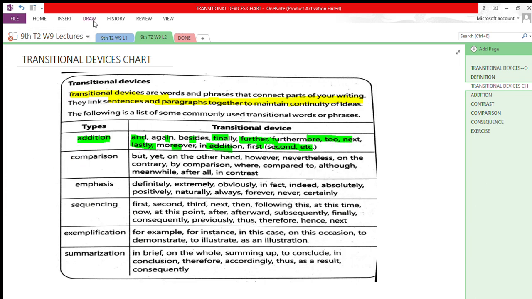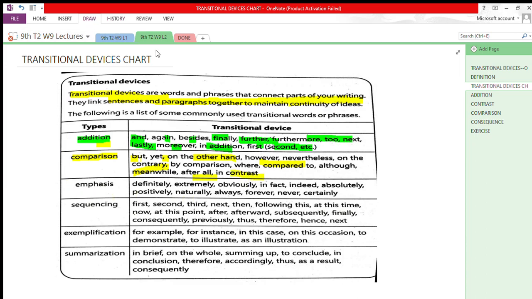The next one is comparison. If you are making comparison in your writing, or you are writing a comparative essay or a paragraph, you can use the words but, yet, on the other hand, however, nevertheless, on the contrary, by comparison, where, compared to, although, meanwhile, after all, in contrast. All these are the words which show comparison or contrast.